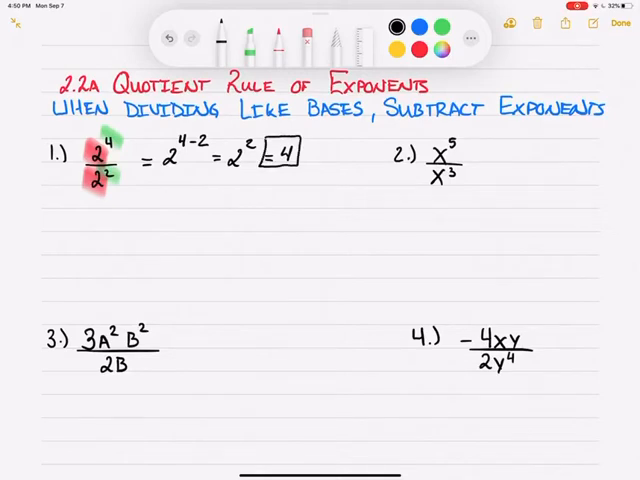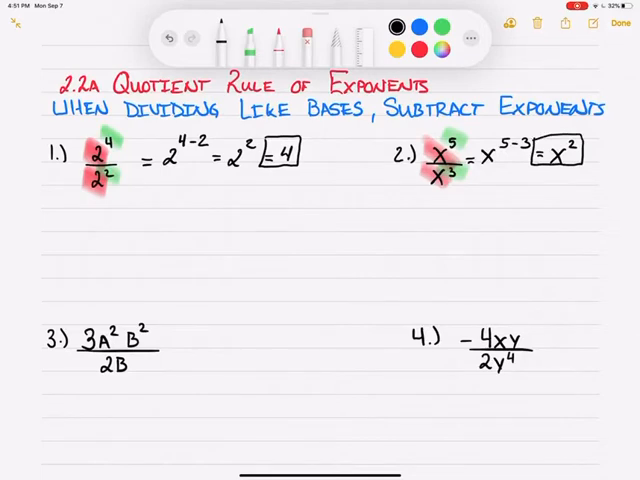Okay, pretty straightforward. In example 2, I have x to the 5th over x to the 3rd. The exponents are 5 and 3. And I just need to remember that they have to be in the correct order. So I have x to the 5 minus 3 power. Remember, you're subtracting the bottom one from the top. So this becomes x squared.